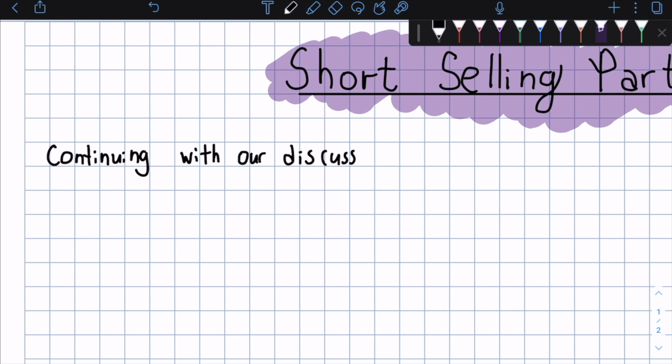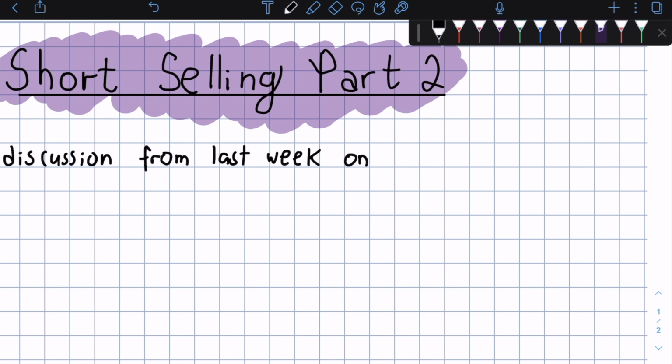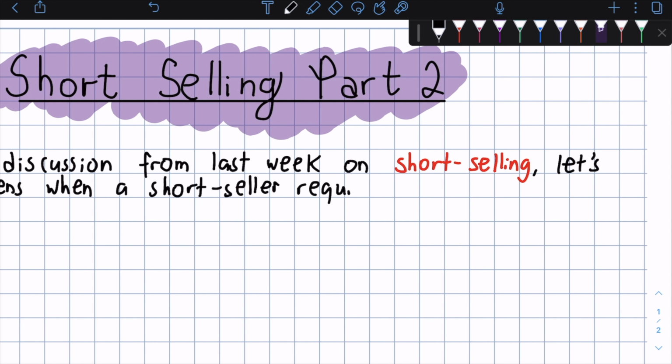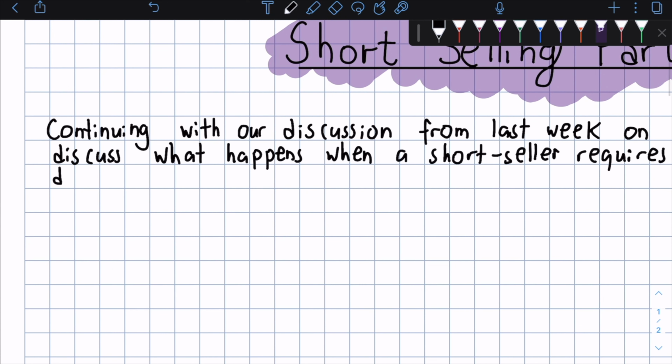Continuing with our discussion from last week on short selling, and if you haven't seen it, be sure to check it out. It lays out all the foundations. Let's discuss what happens when a short seller requires shares that aren't directly available from the broker. We're also going to take a look at some examples later in this video, so stay tuned for that.